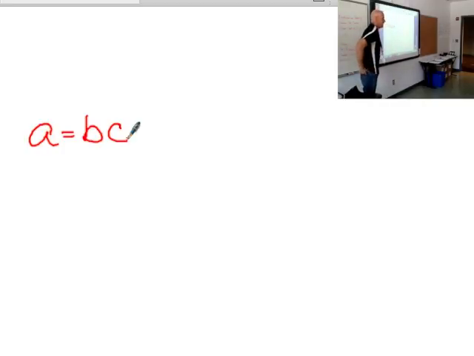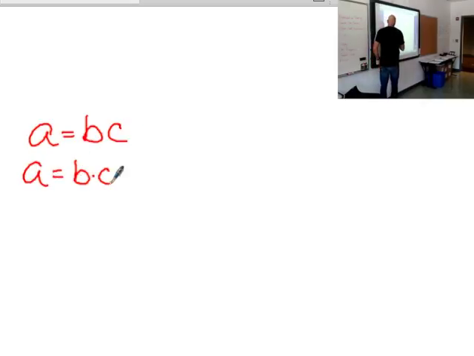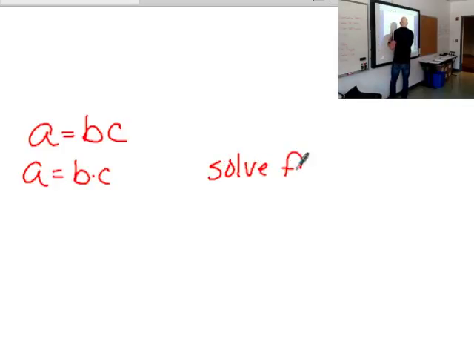Alright, so let me give you an example. Let's say A is equal to BC. Go ahead and write that down. A is equal to BC. How can we rewrite this? A is equal to B times C. And I'm going to tell you, solve for C.